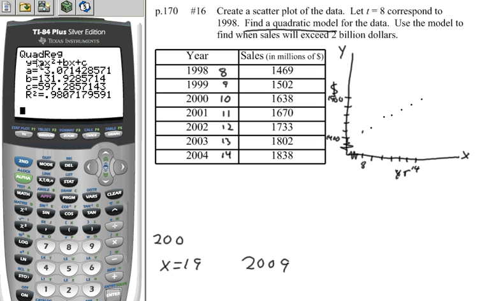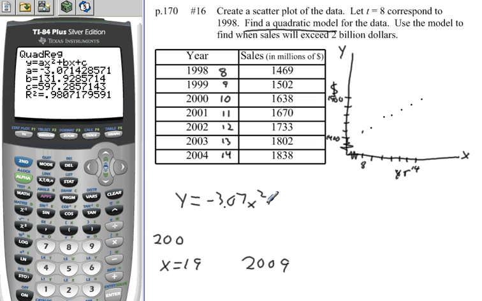And there's our general form of the equation, y equals ax squared plus bx plus c. I'll write this as y equals negative 3.07 x squared, let's go 2 decimal places, plus 131.93 x plus 597.29. Okay, so there's our equation.